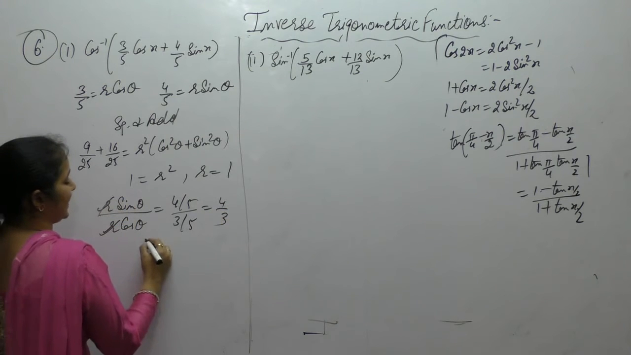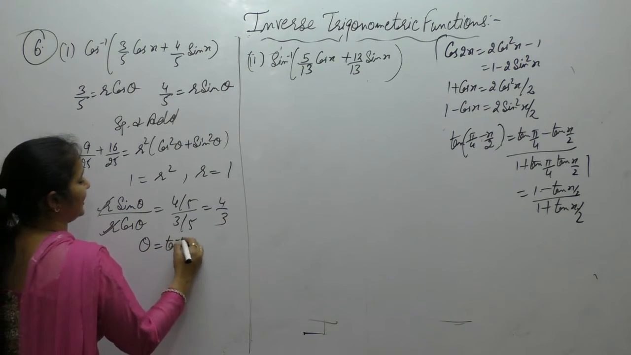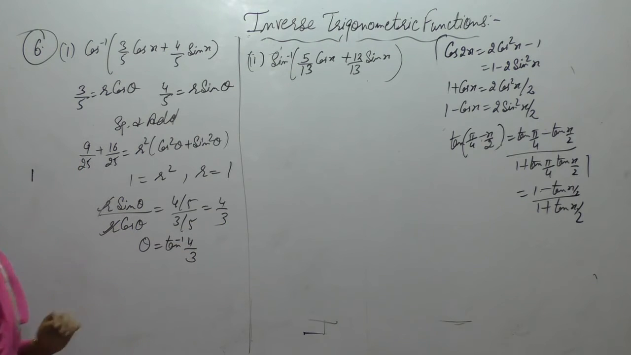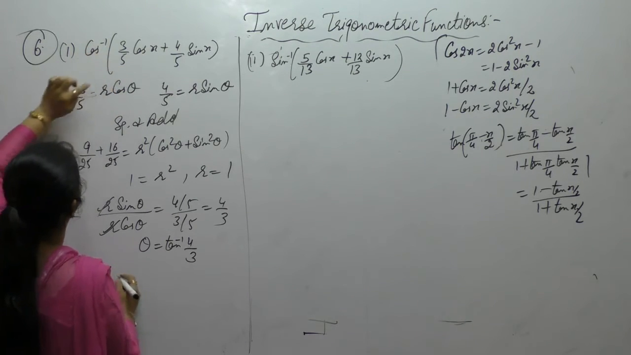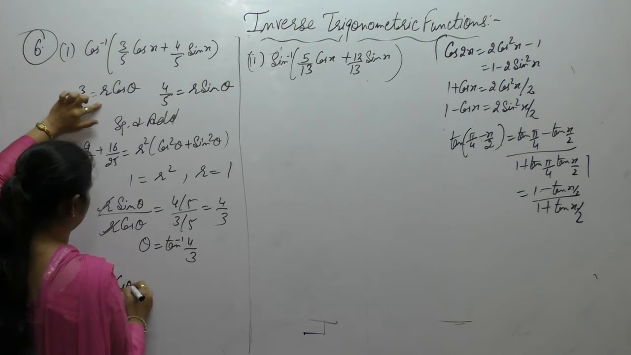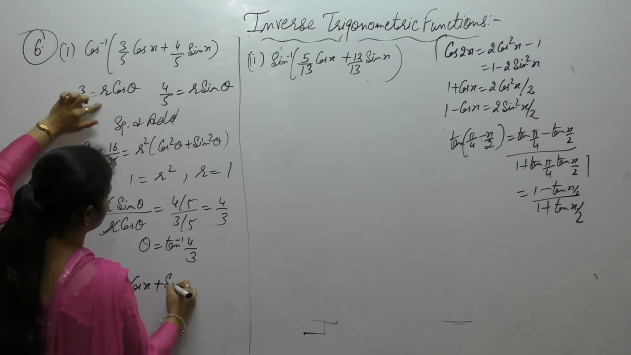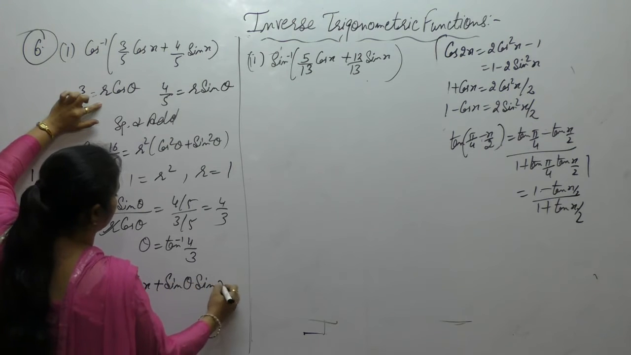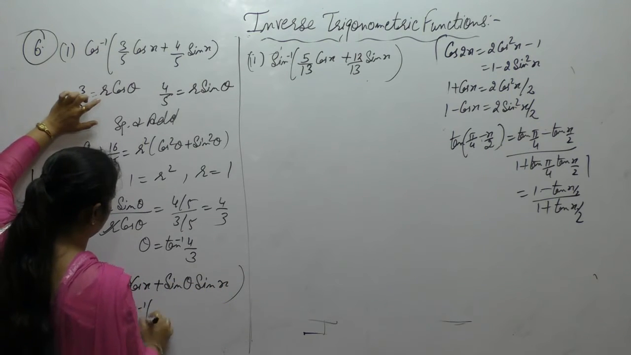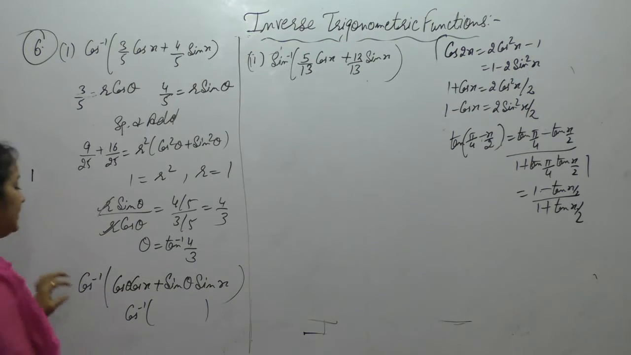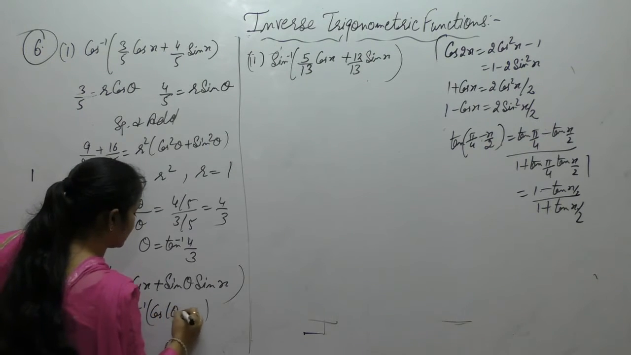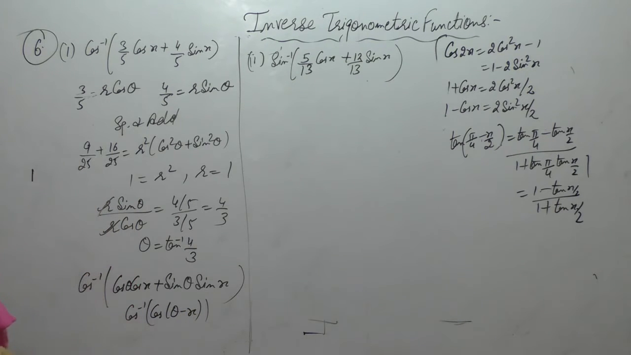So tan theta is this, so theta is tan inverse 4 by 3. Now instead of 3 by 5, put here the value of r as 1, cos theta, cos of x, plus sin theta, sin of x. Now use the formula here, cos A cos B plus sin A sin B, that is equal to cos of A minus B.